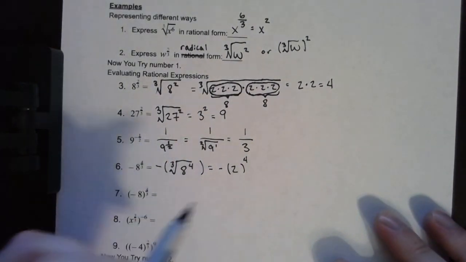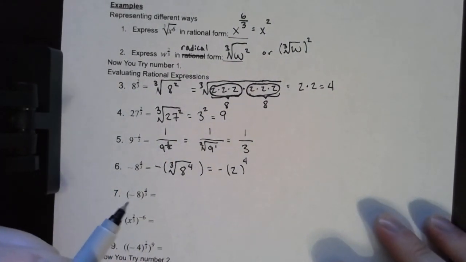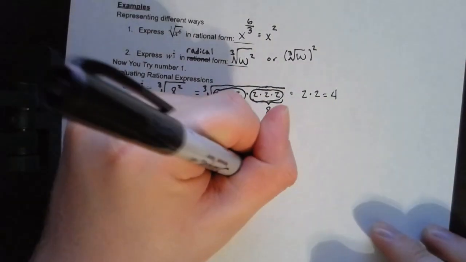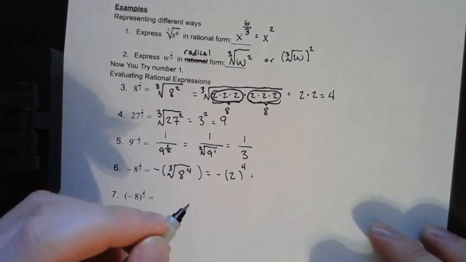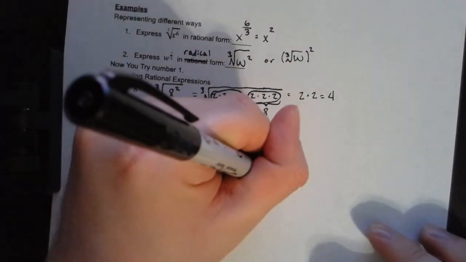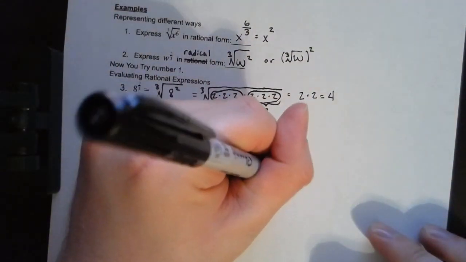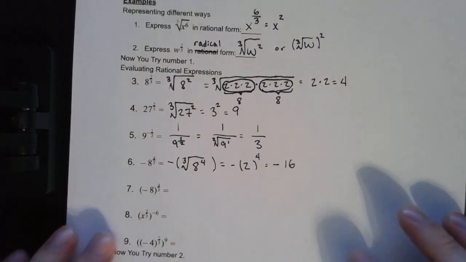And then 2 raised to the 4th power is 16. Again, this negative is out in front here. This 4 does not apply to the negative. So we have this negative, and then 2 raised to the 4th power is 16. So really we have a negative 16 there.